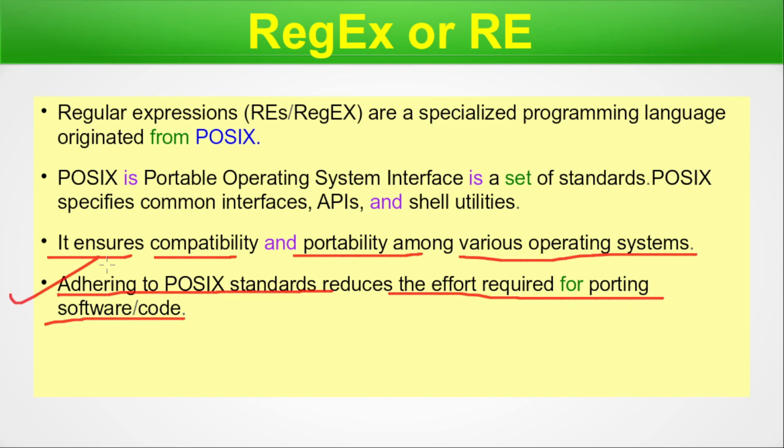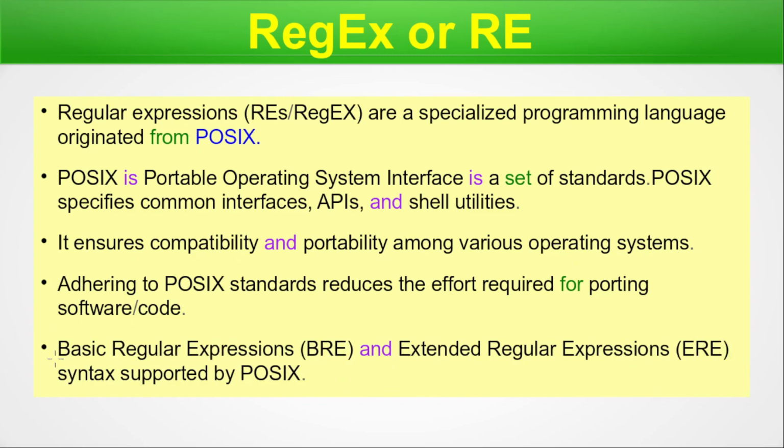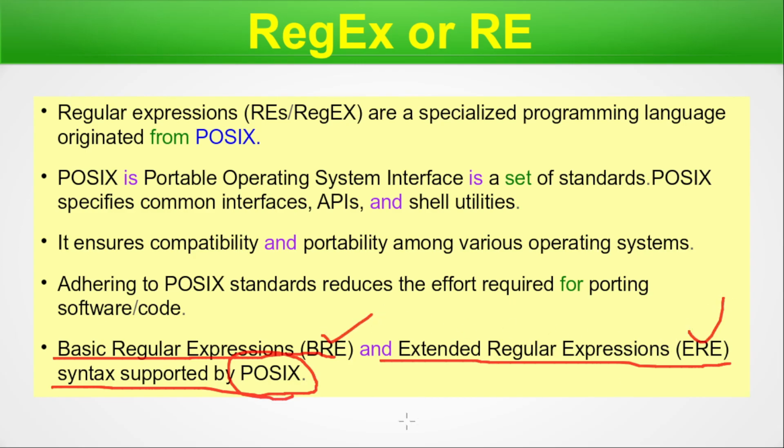Adhering to POSIX standards reduces the effort required for porting software or code. And this is why, apart from some few features or some few specific modules, if you are using the basic Python code, you can use the code in Windows, you can use it in Linux or in the Mac OS. So it is portable, and that facility or that compatibility comes from the POSIX compatibility. The POSIX here is the full form. Already we have talked about. Basic regular expressions and extended regular expressions are the two types of syntax supported by POSIX. POSIX means at the operating system kernel level. These BRE and ERE are both supported.